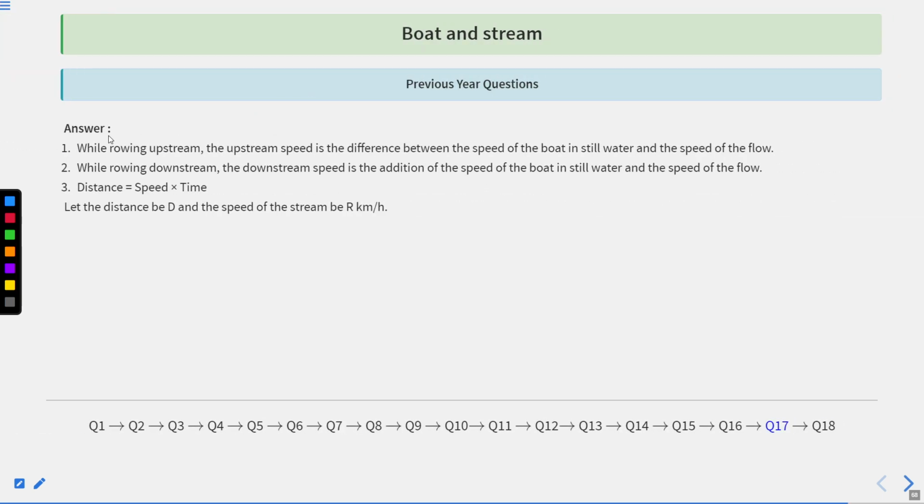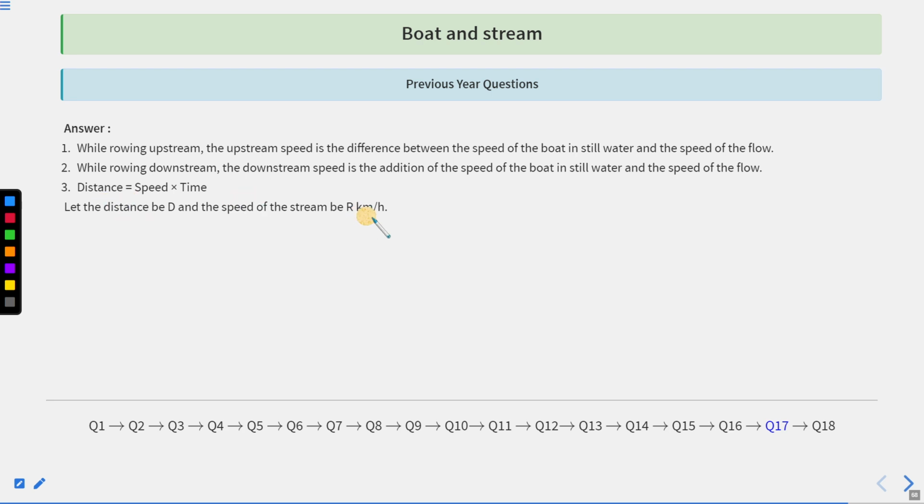So the key points here are: while rowing upstream, the upstream speed is the difference between the speed of the boat in still water and the speed of the flow. And while rowing downstream, the downstream speed is the addition of the speed of the boat in still water and the speed of the flow. And distance equals speed times time.